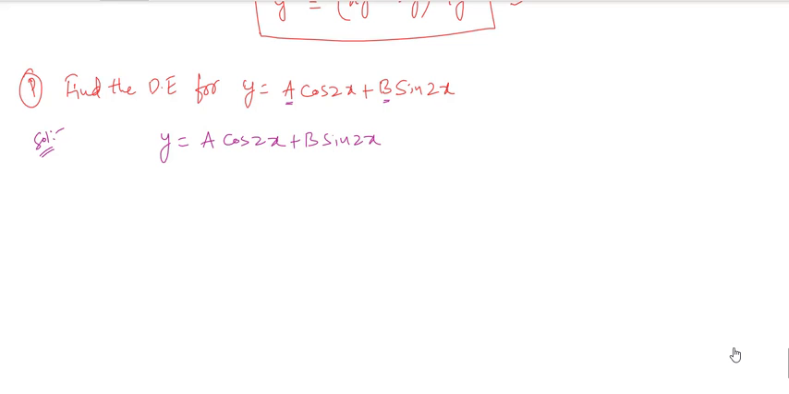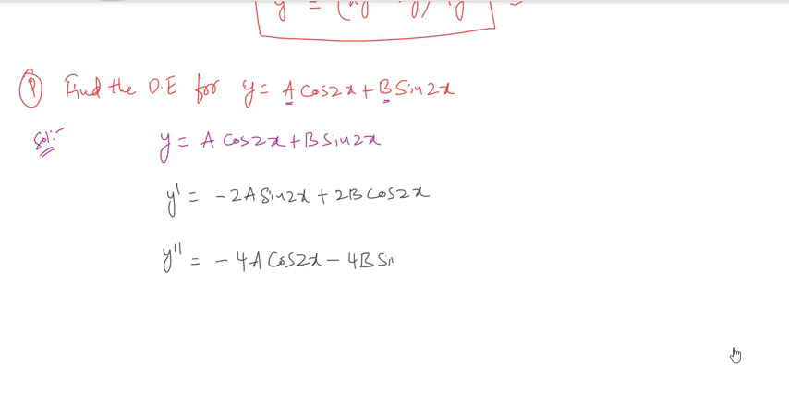First time, if I do the differentiation directly, y dash is equivalent to, for cos you will have minus sin 2x, and again 2, so minus 2a sin 2x plus 2b cos 2x. Am I right? Then one more differentiation, y double dash, which is equivalent to, already 2 is there, minus 4a cos 2x minus 4b sin 2x.